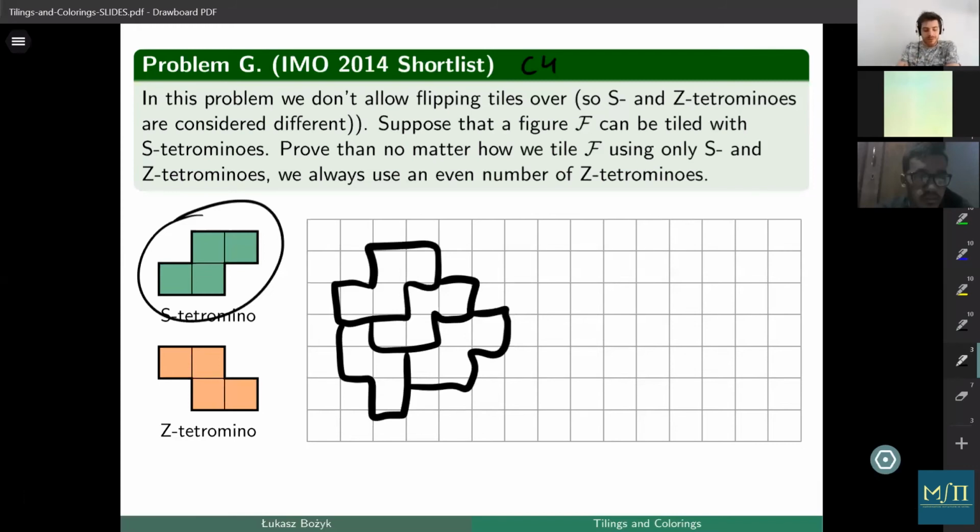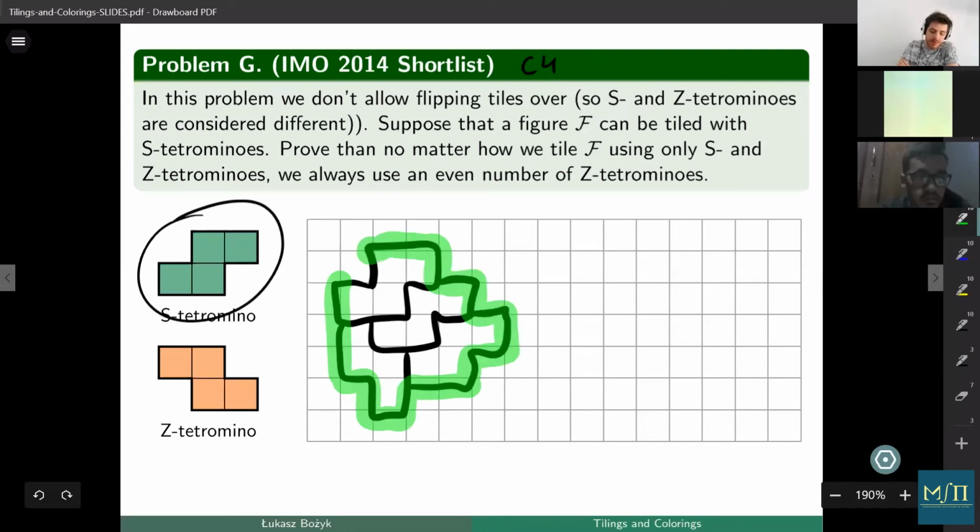And what we want to prove is that no matter how we tile this polygon with S and Z tetrominoes, we will always use an even number of Z tetrominoes. Okay, so the parity is fixed of one of the two tiles that are at our disposal.